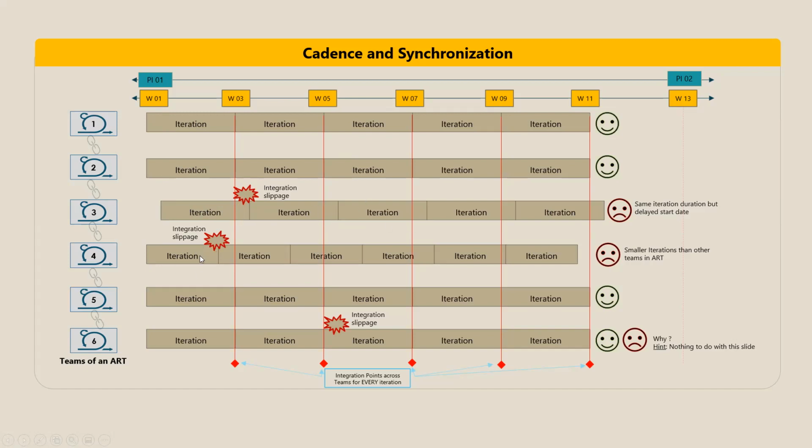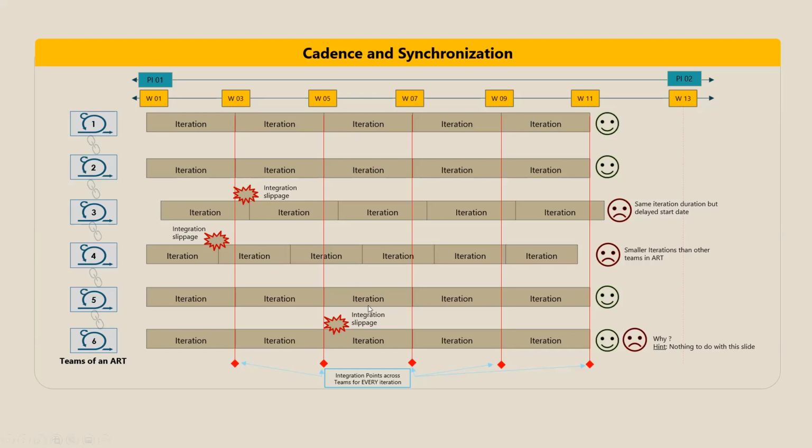Now let's take the case of team number 4. It has a shorter iteration. Though they've started at the same time, it has a shorter cycle. That means all of the teams are iterating at 2 weeks, and they're iterating at maybe 1.5 weeks. So integration slippage. Integration slippages will hamper your measures or create a lack of transparency. You don't know if the integrated product is functioning as expected or not.